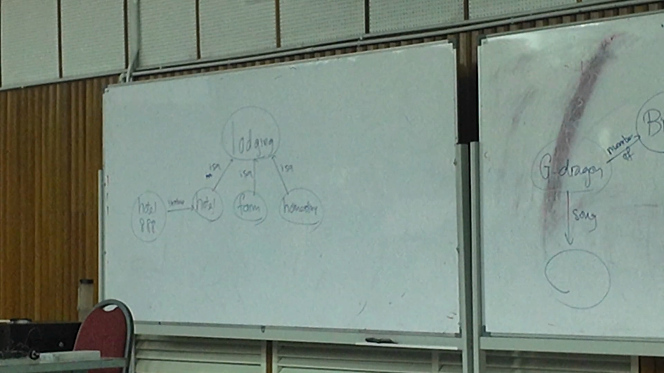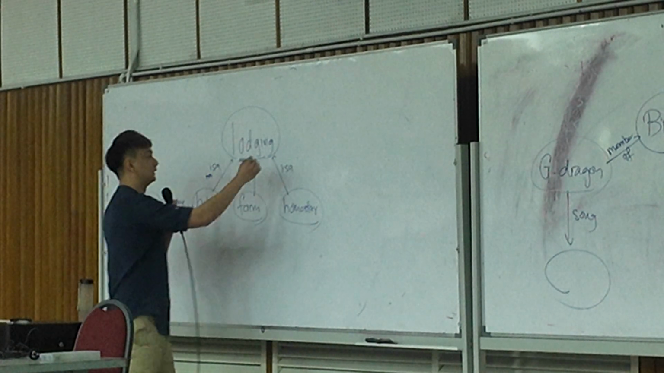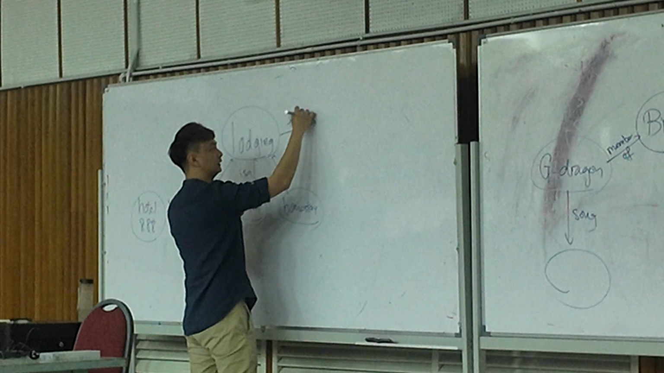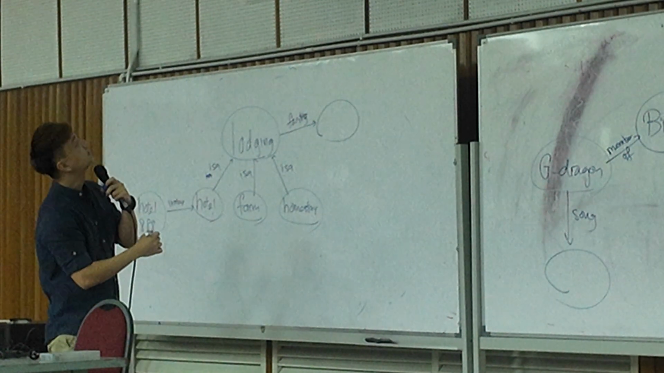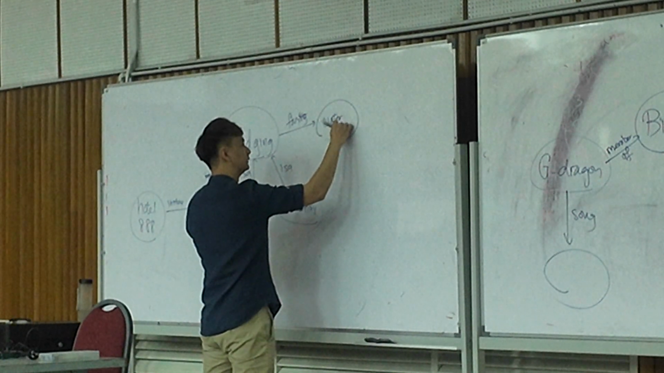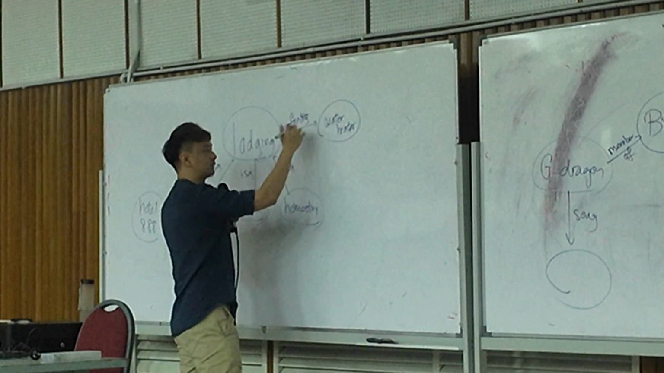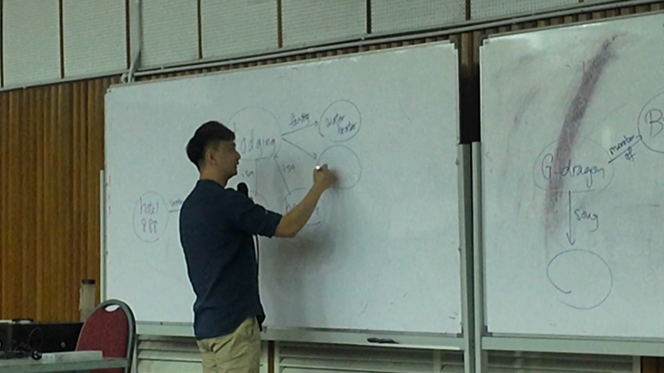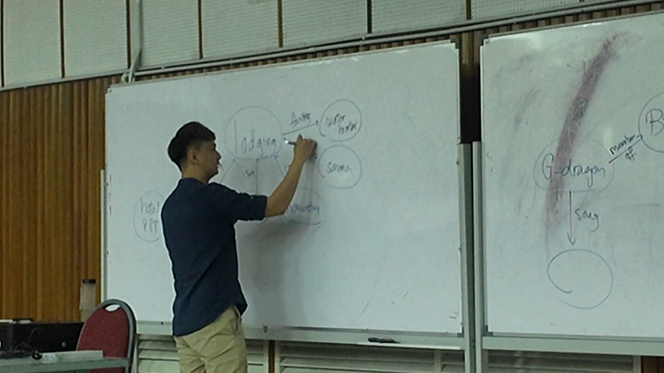Alright, so continue. A variety of facilities: water heater, sauna. So we have facility. Usually you have a water heater and sauna. We don't put them into one concept. We separate them into 2 different independent nodes here: water heater and sauna.